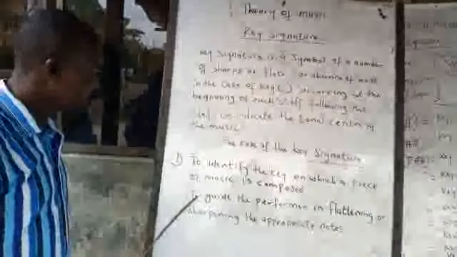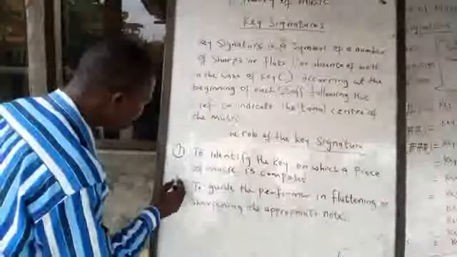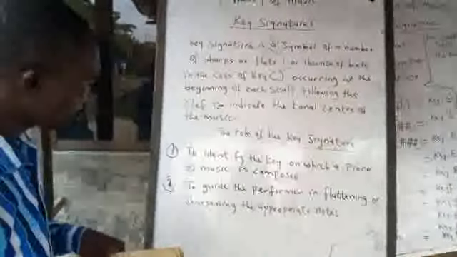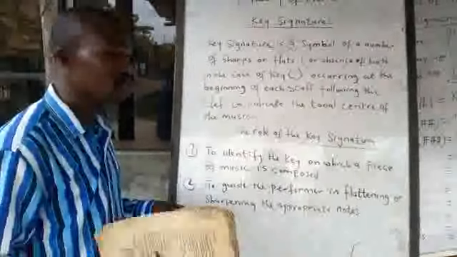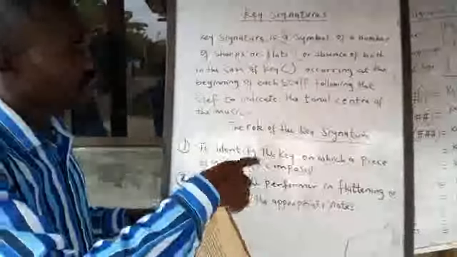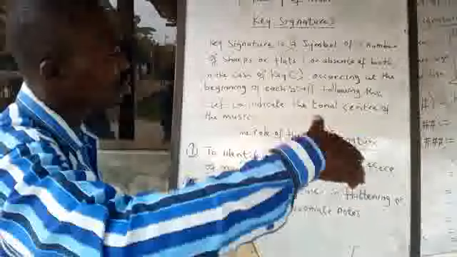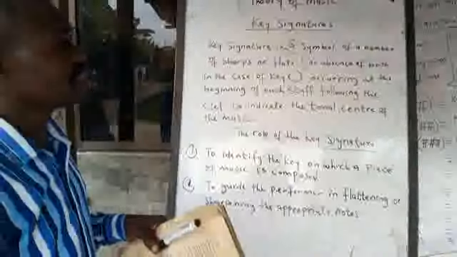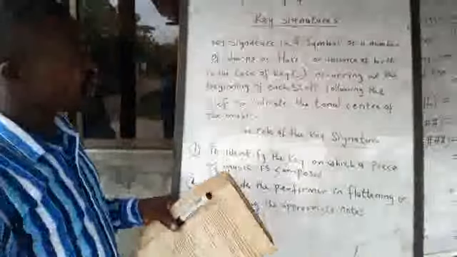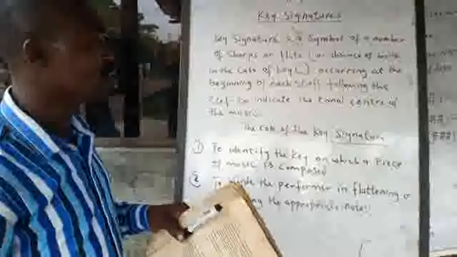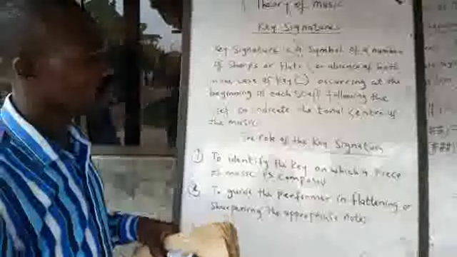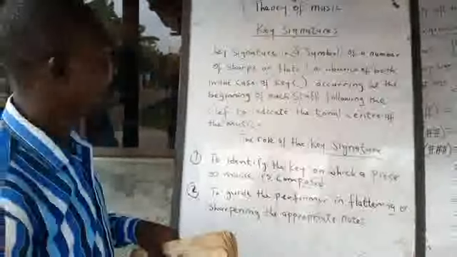Another role is to guide the performer in flattening or sharpening the appropriate note. In the same piece of music, some signs of this key signature, the sharp or flat, can equally occur in between notes in the piece of music. So they tell you to raise or lower a particular note in that piece of music. Don't worry, by the time we get to the practical aspect, I'll show you some of these things and how they are used in the piece of music.